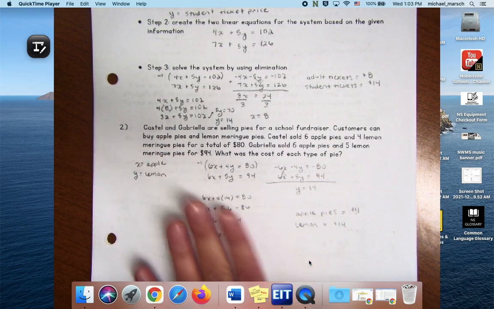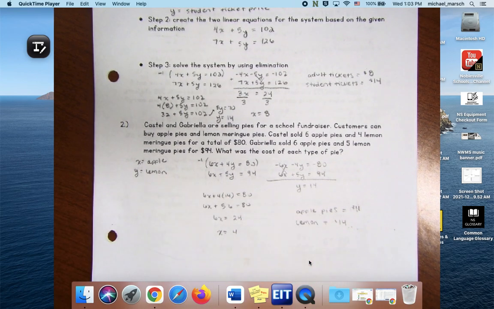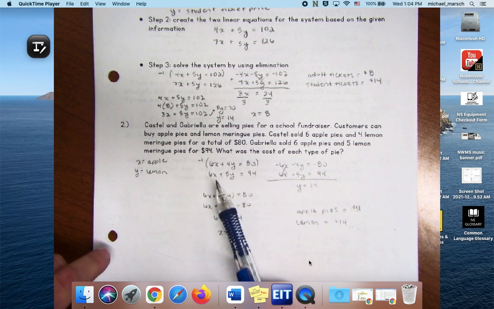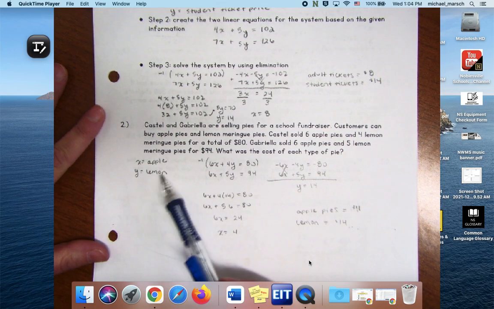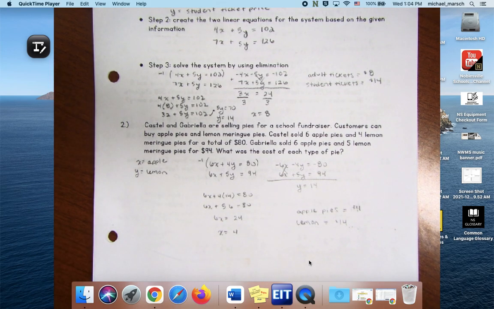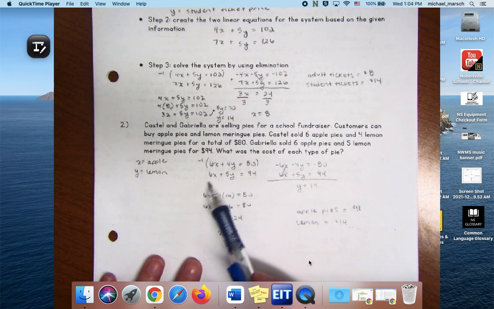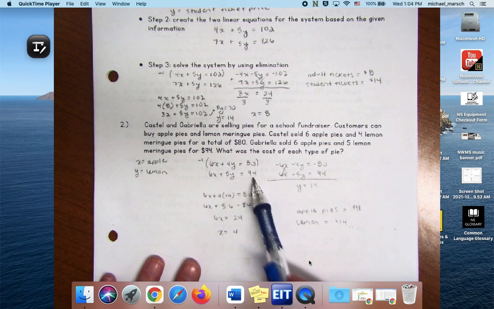Then we have these 2 ladies selling pies, right? So I knew that I had 2 types of pies, apple and lemon meringue. X was apple, Y is lemon meringue. I just made X apple because it's the first one they told me about. That's how I decided which was X and which was Y. That's really what it came down to. Okay. I knew that 6 apple plus 4 lemon cost $80 and 6 apple plus 5 lemon cost $94.